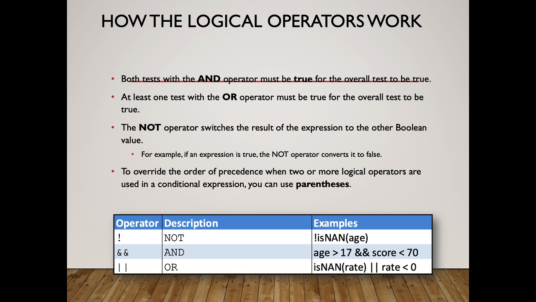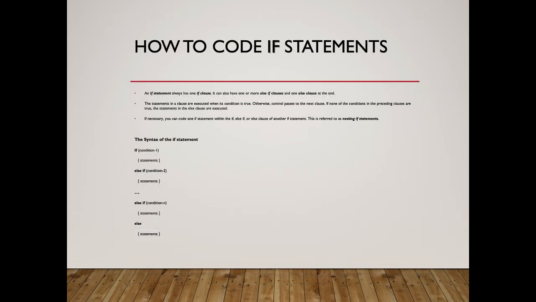To override the order of precedence when two or more logical operators are used in a conditional expression, you can use parentheses, similar to regular math. So if you have an and statement with two expressions that will either return true or false, you could then do an or with something else. So how to code if statements: it's pretty small on the screen, but as you know, you have an if statement with some sort of condition with code inside of it. Then you can have as many else ifs as you want after, and optionally an else statement that covers everything else.